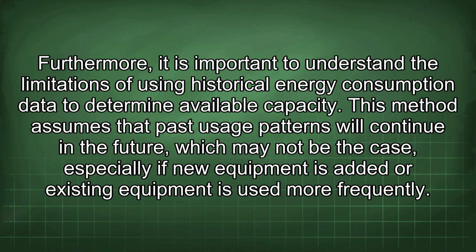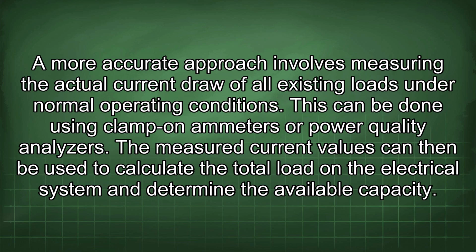Furthermore, it is important to understand the limitations of using historical energy consumption data to determine available capacity. This method assumes that past usage patterns will continue in the future, which may not be the case, especially if new equipment is added or existing equipment is used more frequently. A more accurate approach involves measuring the actual current draw of all existing loads under normal operating conditions. This can be done using clamp-on ammeters or power quality analyzers.